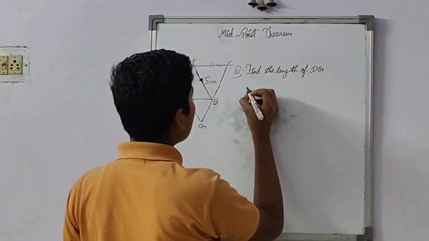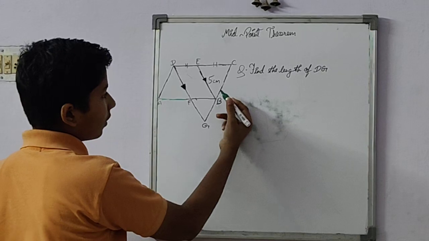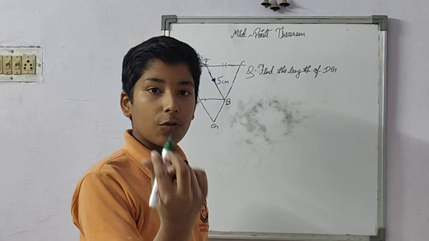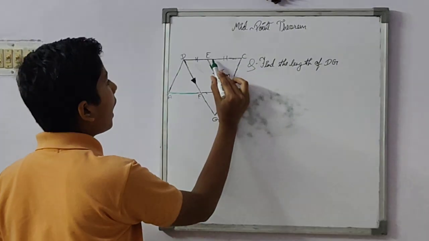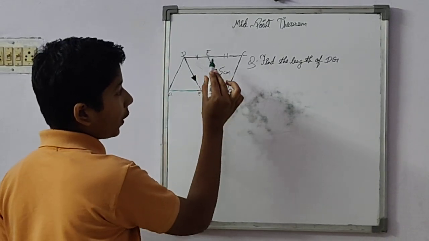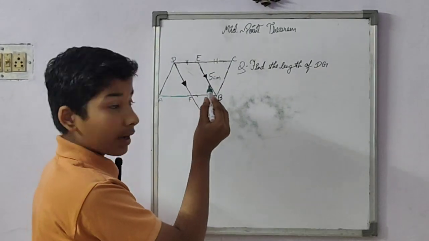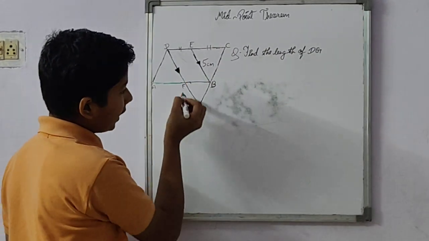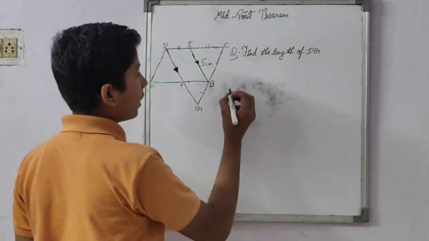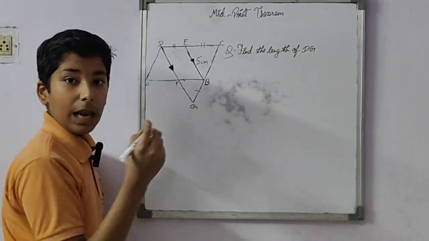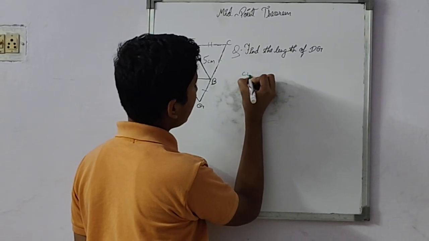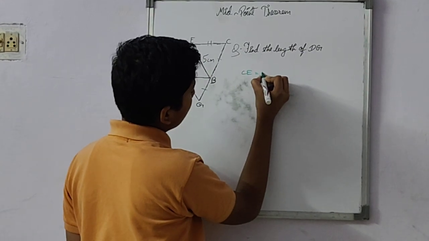Firstly, let's see what will get applied. It will be the converse of midpoint theorem. How do you see it? A line drawn from the midpoint of any one side of a triangle which is parallel to the second side bisects the third side, which says that these two are equal. So let me write it in the format: CE equals ED.